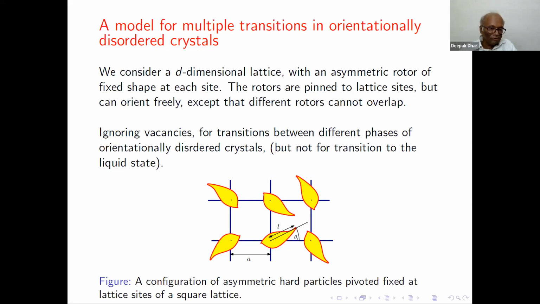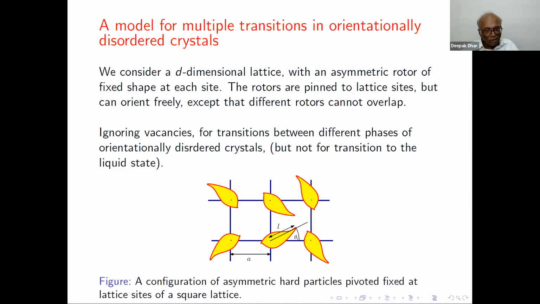And there is one point, we'll just call it a pivot point, where it is tied to the lattice. And then the orientational degrees of freedom are arbitrary. It can be oriented in different directions. And different rotors cannot overlap. That is the constraint, a hardcore constraint on the rotors. Okay, so the picture here is two-dimensional, but you can easily imagine a three-dimensional solid with funny rotors at each site, and they can orient in various ways, and so on.